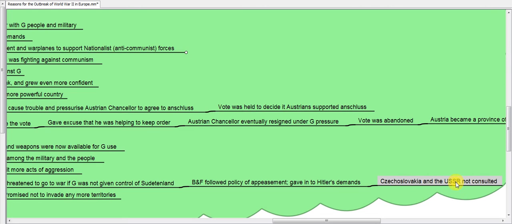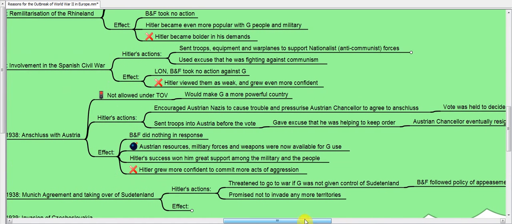Why is this a big deal? Czechoslovakia was the country which owned the Sudetenland, and basically Britain and France gave away a piece of land which Czechoslovakia owned without even asking Czechoslovakia. If you may ask, why didn't Czechoslovakia do anything about it? Well, it may have had some military force, but on its own it was too weak to stop Hitler. Okay? Hitler now, again, promised to be a good boy, promised not to invade any more territories.